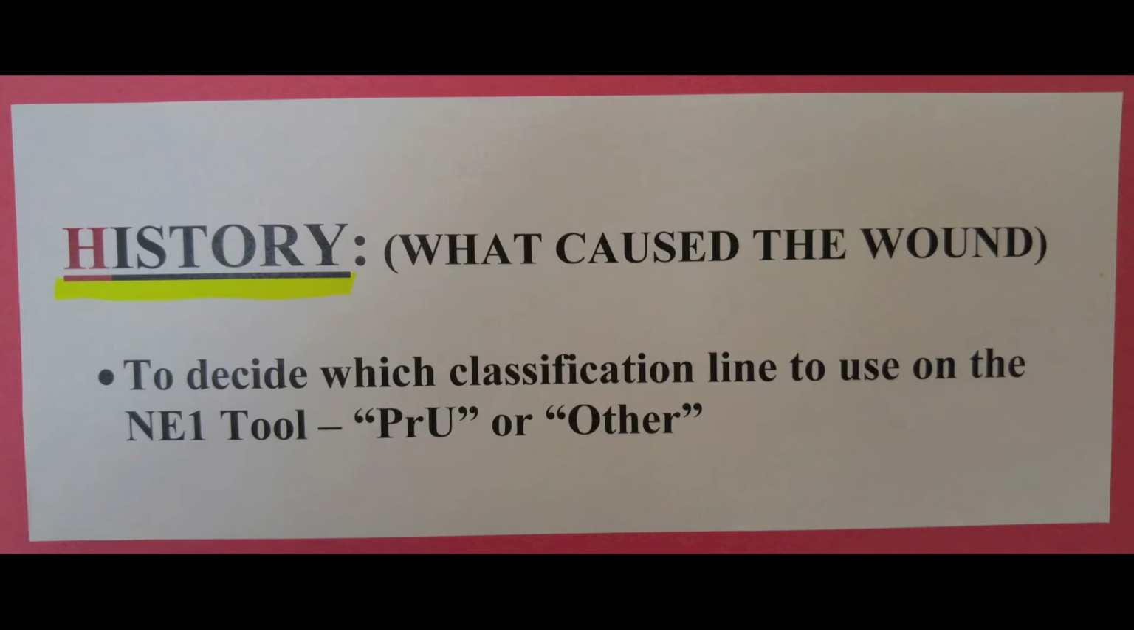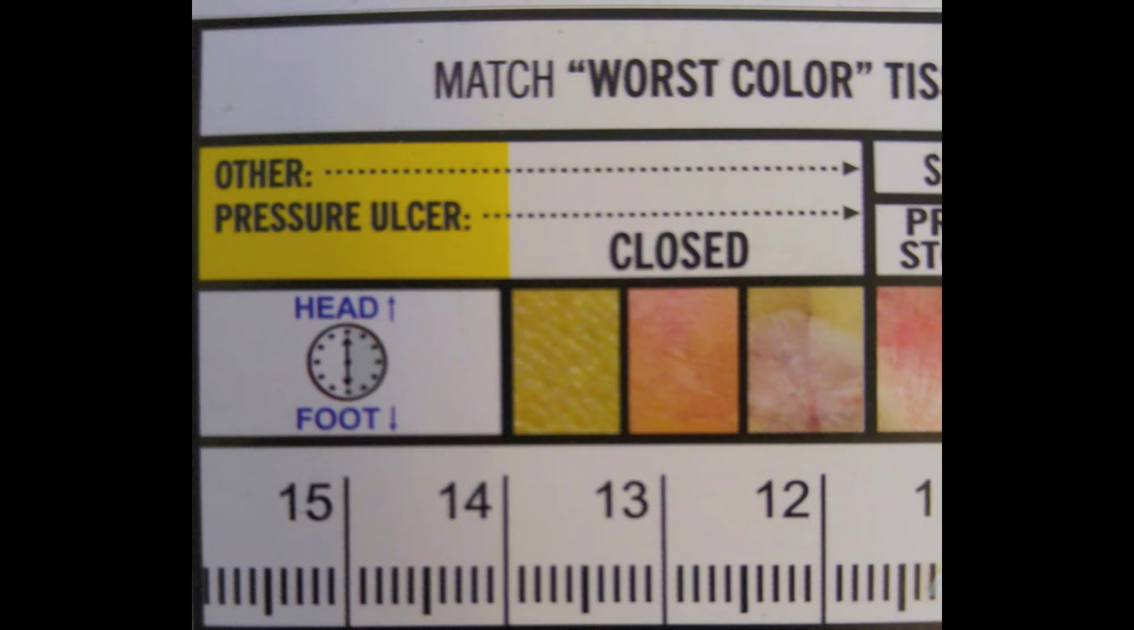Step 1, H. H stands for history, or what caused the wound injury. By knowing the history of the wound, the correct classification group can be assigned. The NPUAP has defined criteria to meet pressure ulcer group guidelines for staging assignment. If the history or cause of the wound injury is not due to a pressure ulcer or pressure injury, then the other type of wound injury classification is applied for superficial, partial thickness, or full thickness.